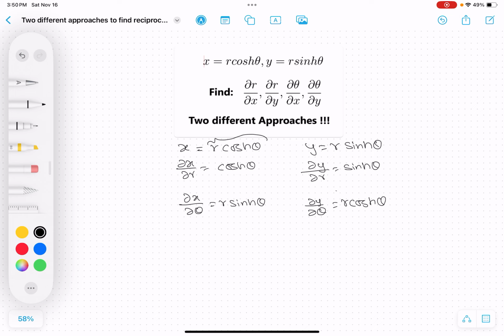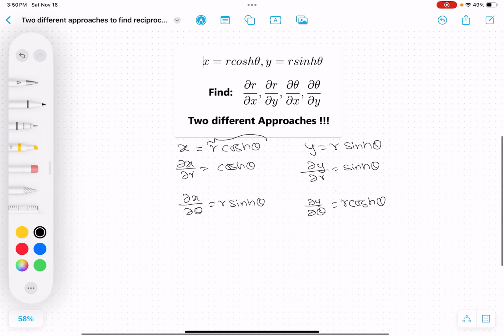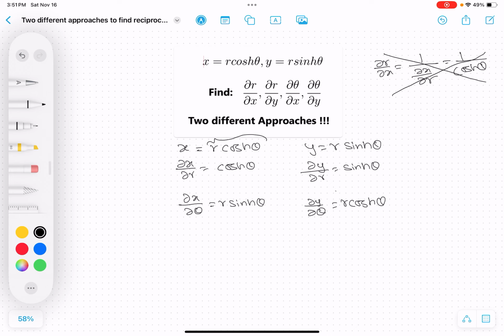So guys, do you think that partial r by partial x will just be equal to 1 by partial x by partial r? So that means just 1 by cos theta. Do you think that this is true? The answer is no. This is true if this was, let's say, a complete derivative, not a partial derivative.